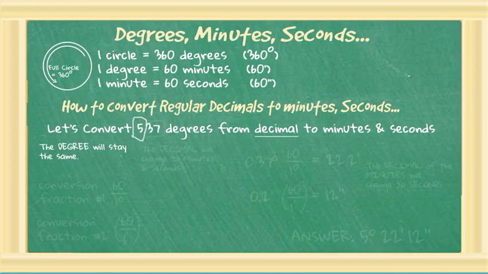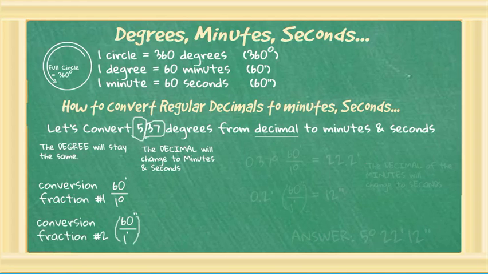All right. So we're going to take the 0.37 and change that. And our conversion to get from minutes to degrees is going to be 60 minutes equals 1 degree. Okay. So that's our first fraction to convert. Now we're going to take a second one that says 60 seconds over 1 minute. Okay. These are equal, right?